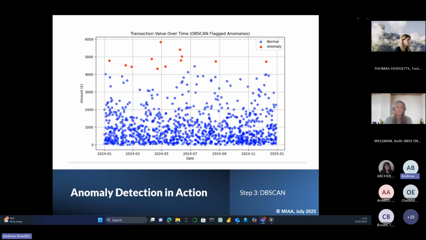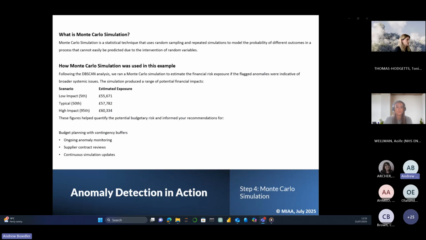Once we know what's odd, the next question is, how much could it cost us? Enter Monte Carlo simulation. This approach lets us simulate hundreds of possible outcomes to model the risk range. If these 12 anomalies were symptoms of something bigger, what might the financial exposure be?